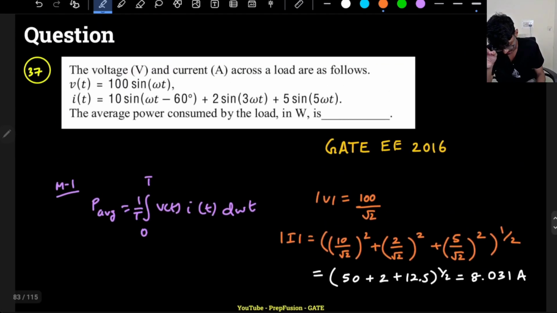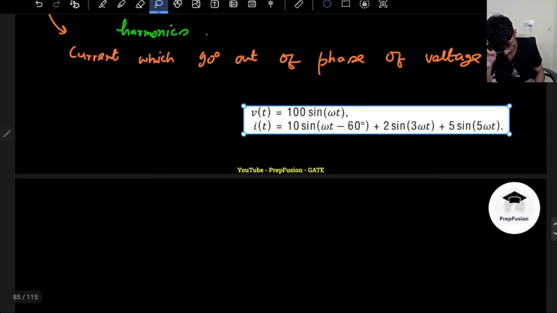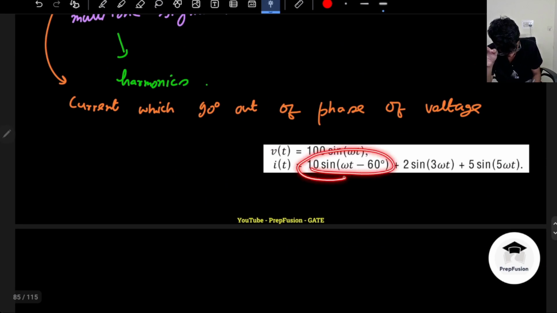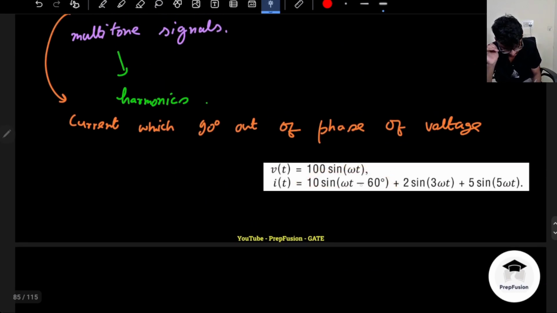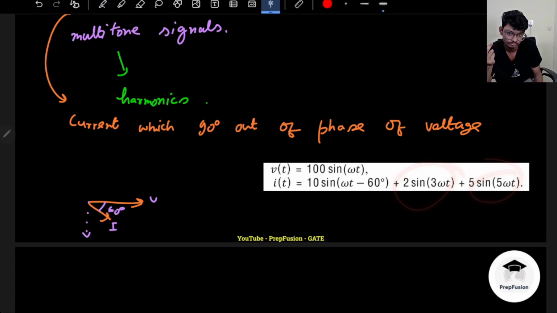Now I have these two signals. For this component, the 90° out of phase component will be somewhere here. So my phasor is here, voltage is the reference, current is here, and of course the 90° out of phase of this voltage will be somewhere here. This is the voltage, this is the current, and this is 60 degrees. Okay, fine. What about this? Is it in the same phase as the voltage?